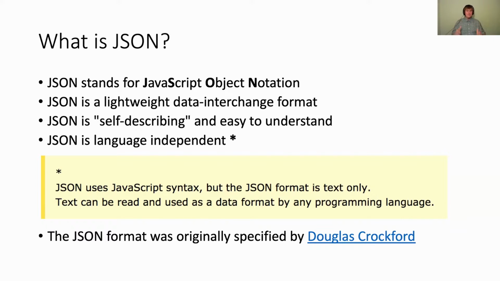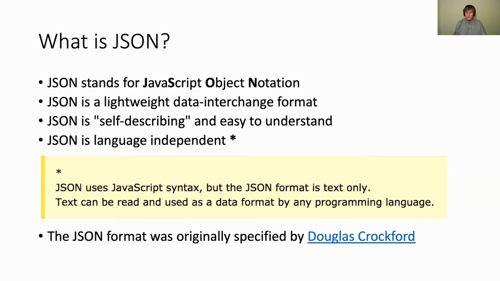JSON uses JavaScript syntax, but the JSON format is text only. So text can be read and used as any data format by any programming language. So I could use JSON with PHP, Python, MongoDB is made with JSON, and JSON is a very common format to use. JSON was originally specified by Douglas Crockford.